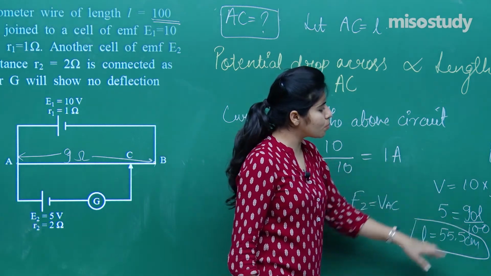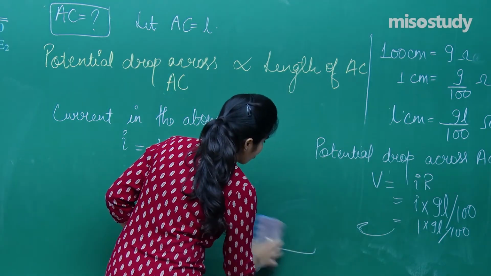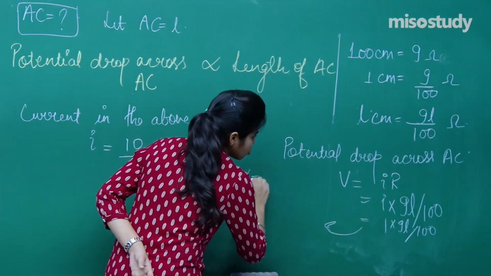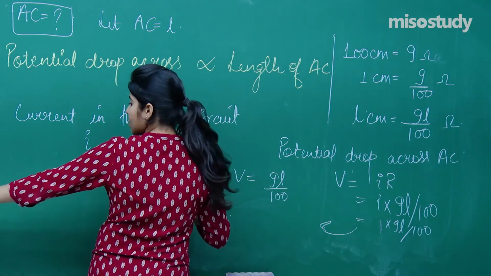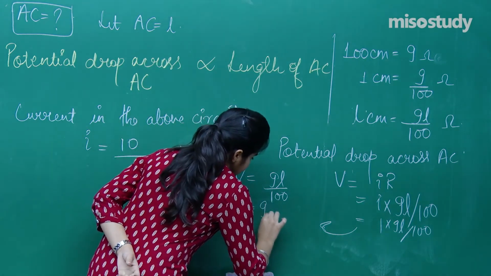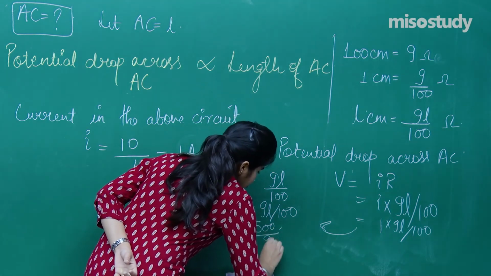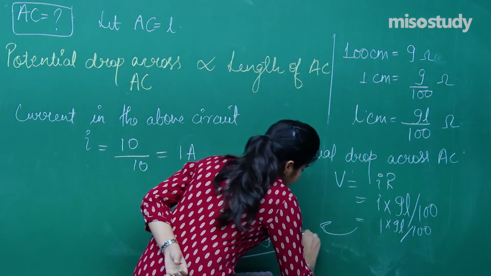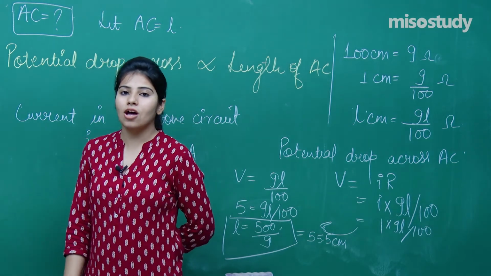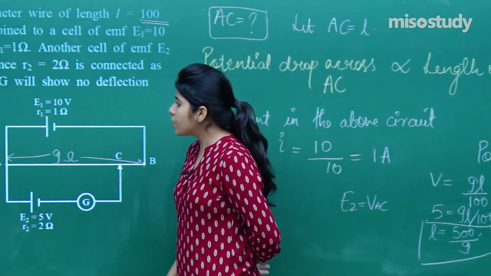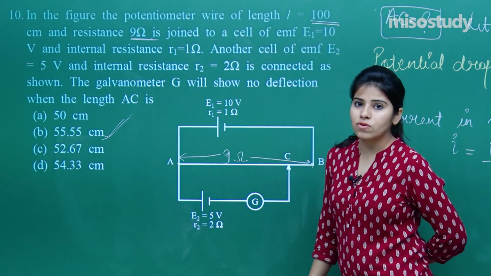Okay, so now if you put the value in place of this 10, that will be 1. So you will now have your value of V equals 9L by 100. And from here, your value of V is nothing but 5. L equals 500 by 9. So from here, your value will come out to be something like 55.5 centimeter. Okay, so now we have to check whether the option is available or not. 55.55. Okay, so the option number B. That must be the correct answer for the question.